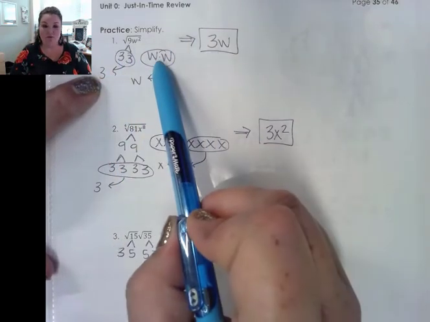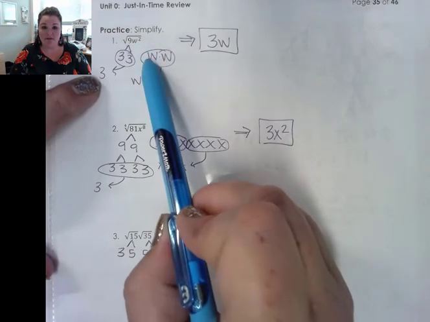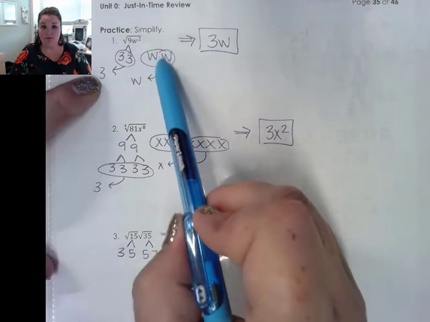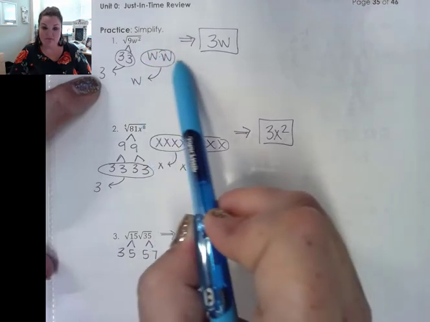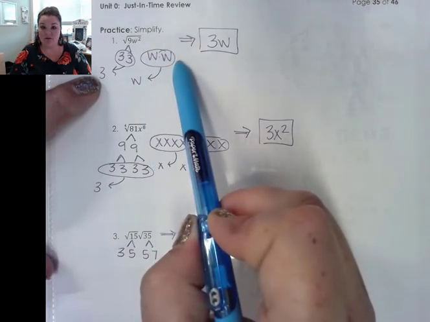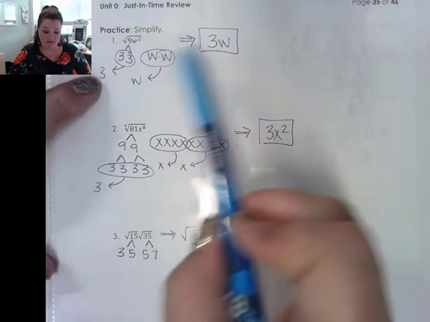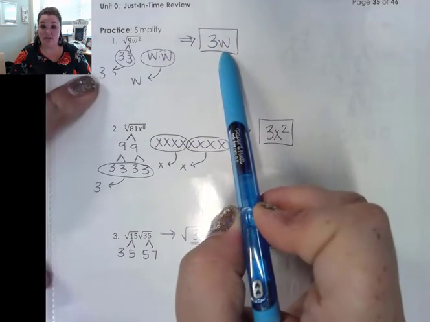Same thing with w squared. W squared means I have w times w. That's exactly 2 copies of that number. So I can bring out the w, and there's no leftovers. There's nothing left under the radical. So I brought out a 3, I brought out a w, I have nothing left. So that means it simplifies just to 3w.